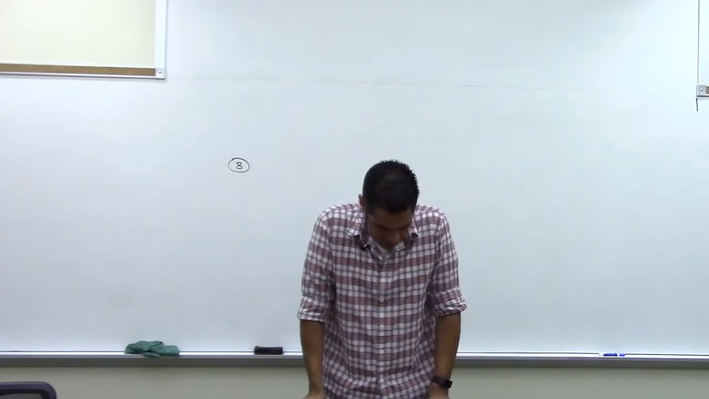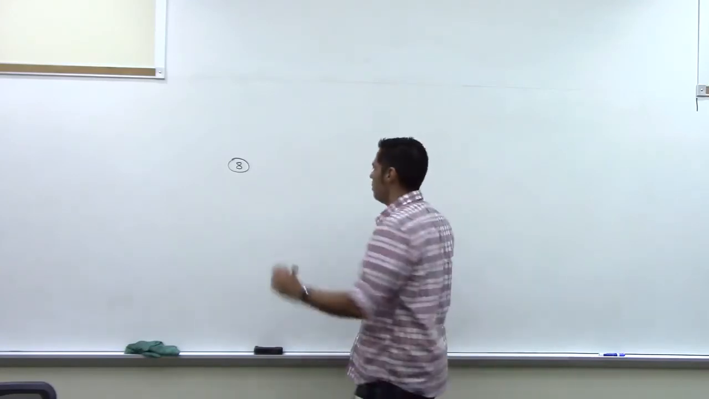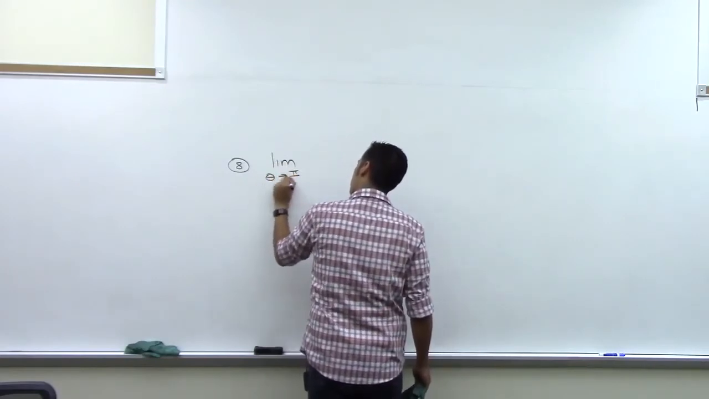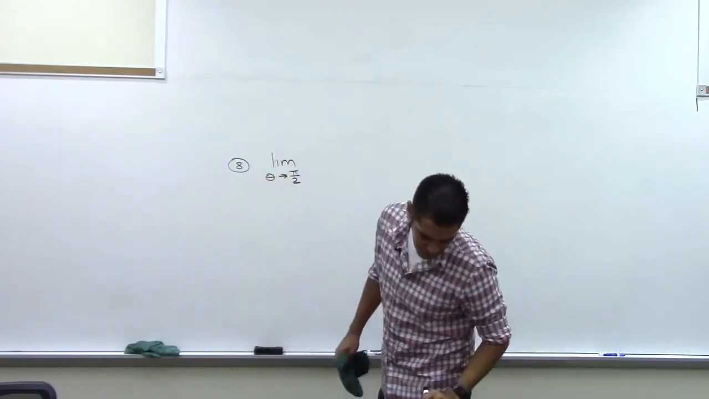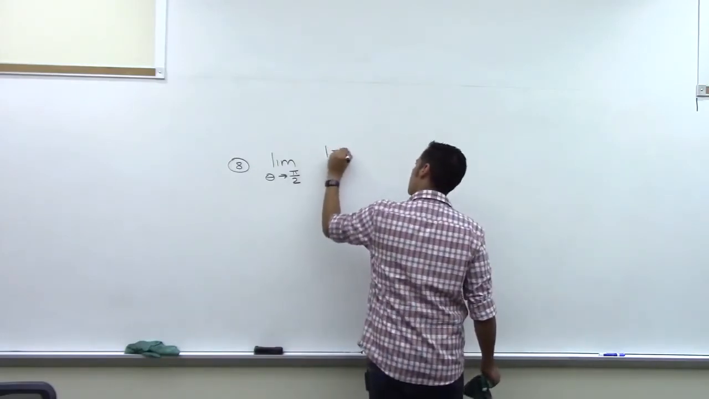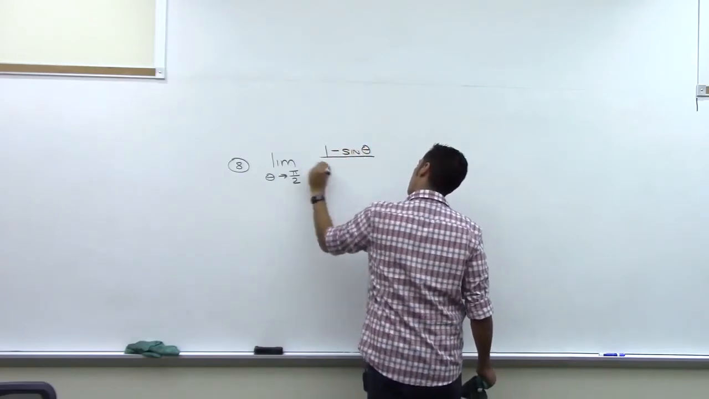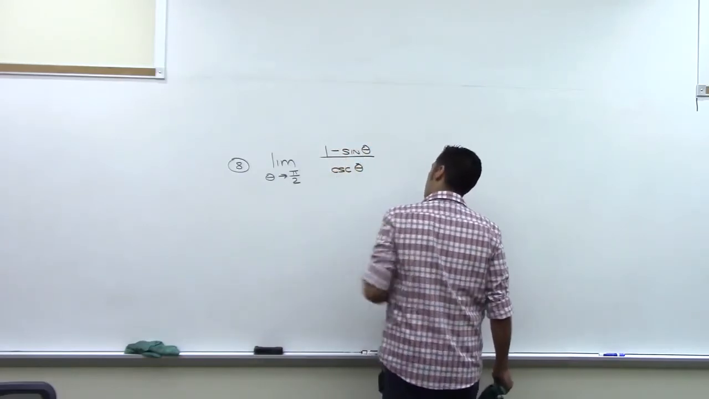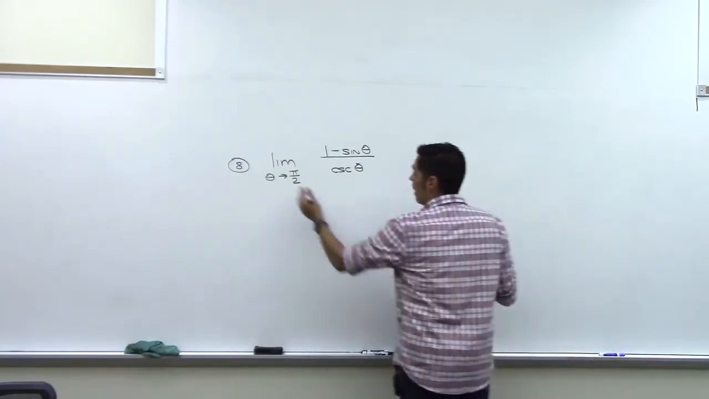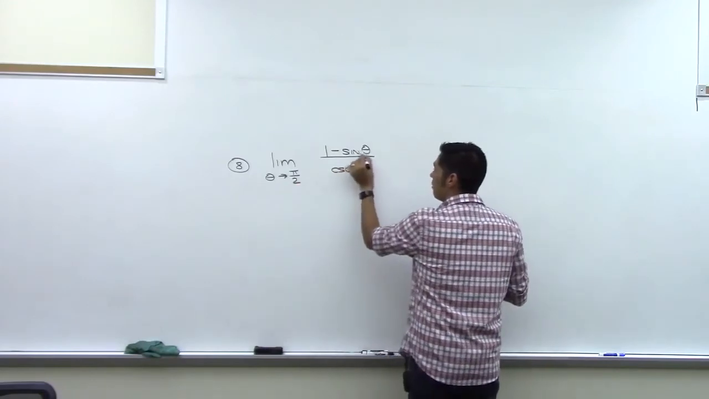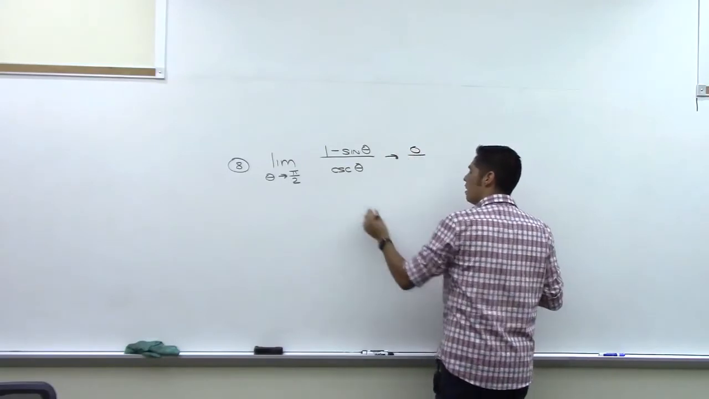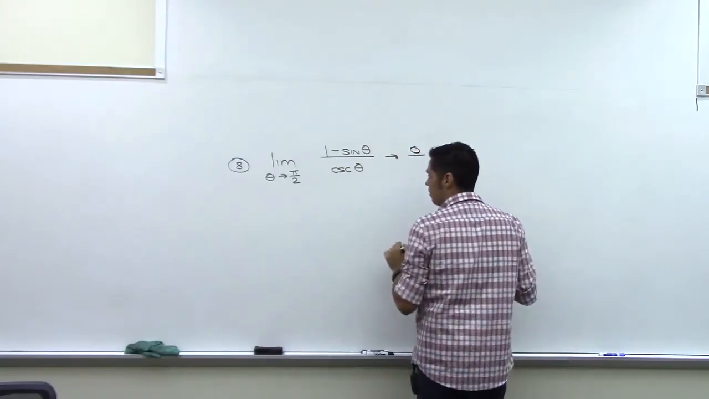Number 8. Limit as theta goes to pi over 2 of 1 minus sine theta over cosecant theta. All right, so theta is going to go to pi over 2. Sine of pi over 2 we already said was 1. 1 minus 1 is 0. So this is headed towards 0 over, now cosecant of pi over 2.